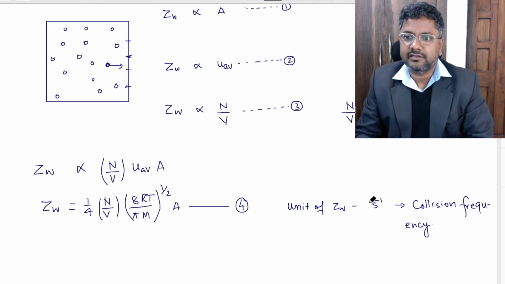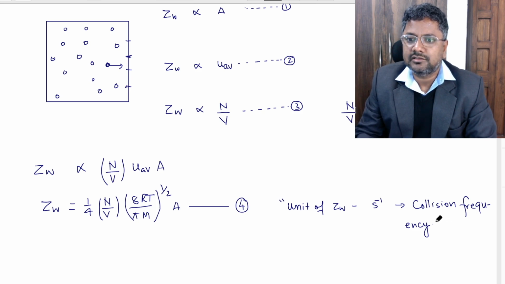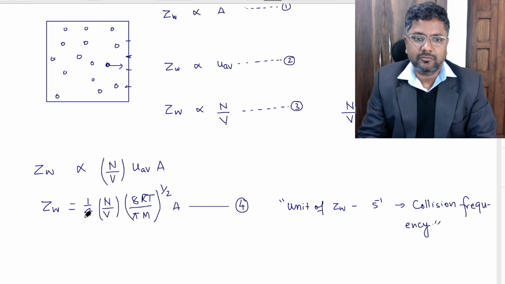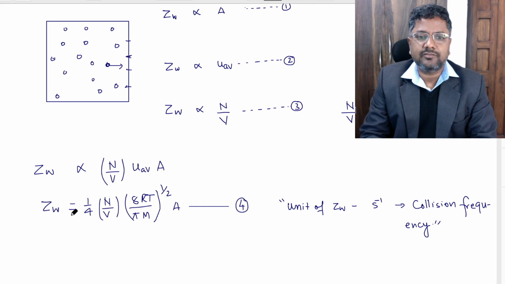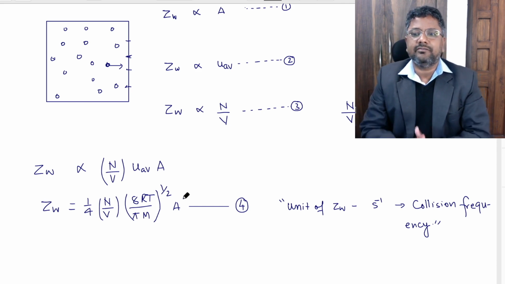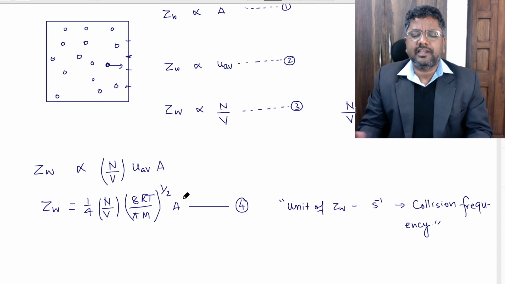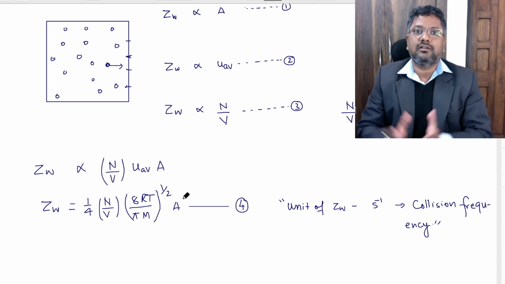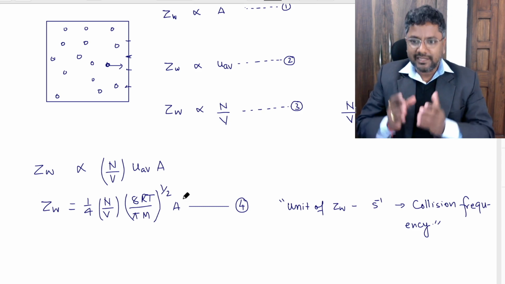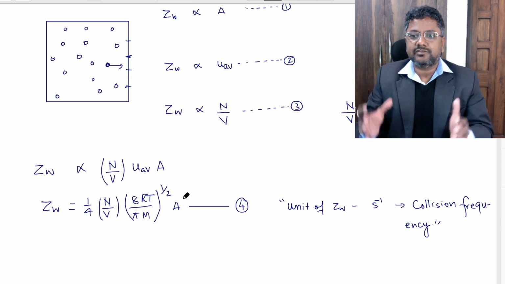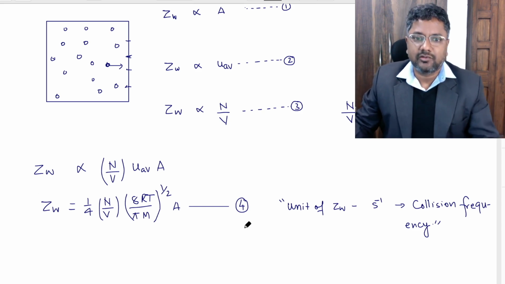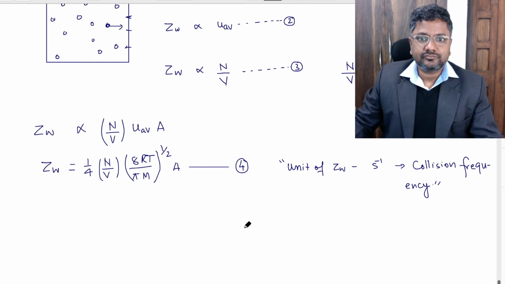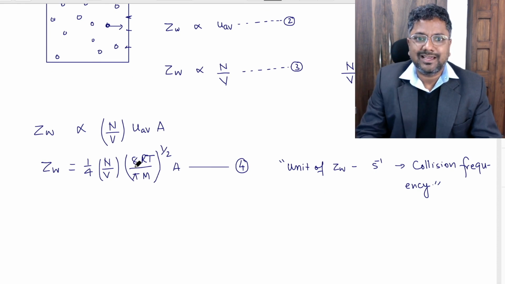Collision frequency, right? So this is called collision frequency, ZW. ZW is equal to 1 by 4 N by V times u average times A. This is a very important formula, and from this formula we can derive Graham's law. Graham's law is based on the kinetic molecular theory, that is, on the molecular interpretation, not on the bulk properties of matter but on the molecular behavior of matter, right? So this is at a given temperature and for a given gas.